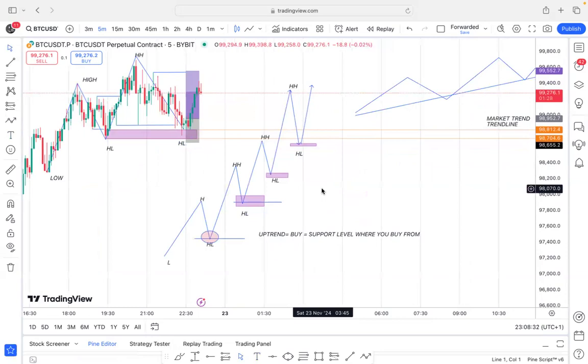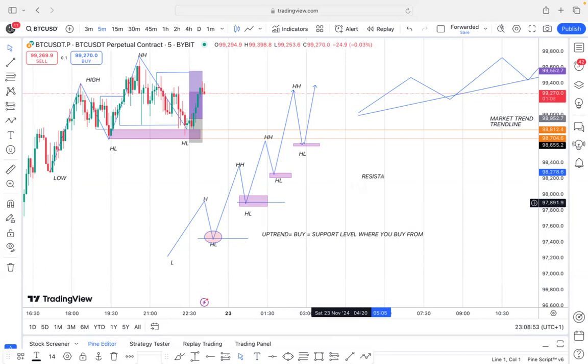Cool. Now let's move to resistance. Resistance is where we look to take our sell trades from. That's where sellers come into the market at the resistance level. I believe you are following. Let me write it out.